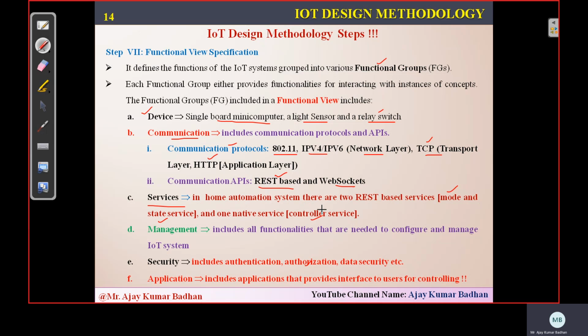Controller is the one who is going to control, monitor the systems and based on that take action. Mode means whether it is an automated mode or a manual mode, that will be determined. State means whether the state of the light is turned on or off. That is represented by using these services. And management, if you talk about what are the functionalities need to be executed, like configuring the systems, configuring the devices and all, that will be taken care by this particular management.